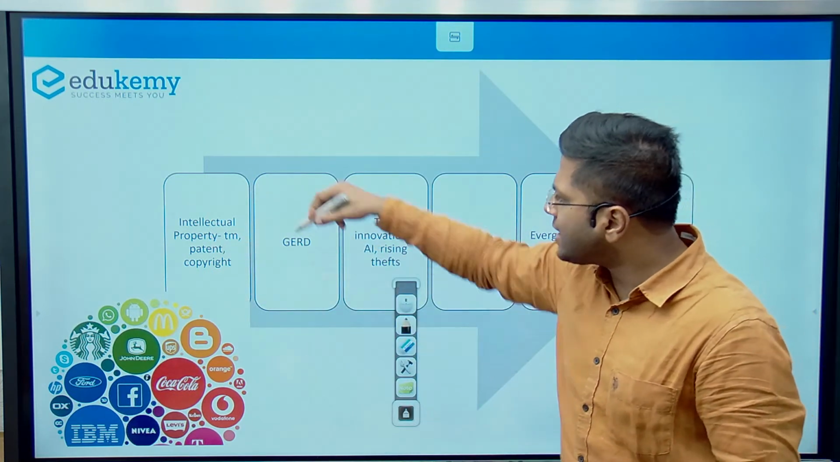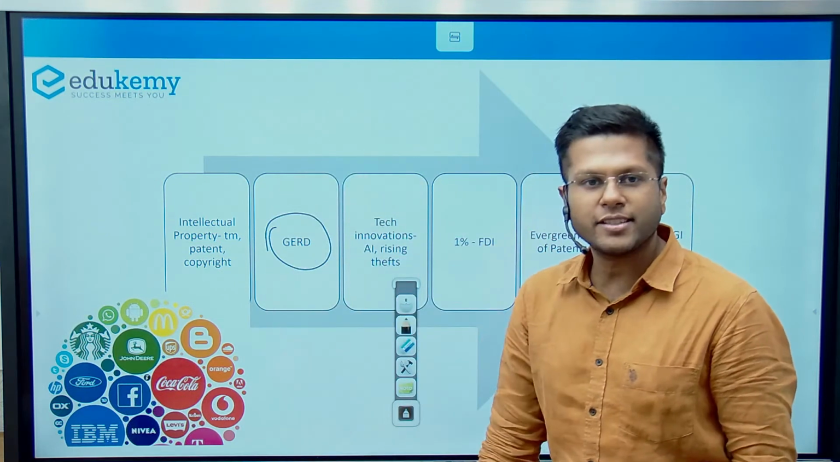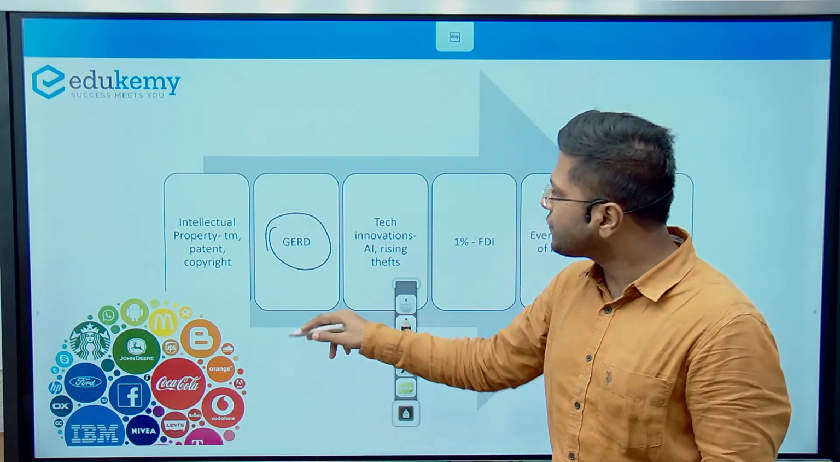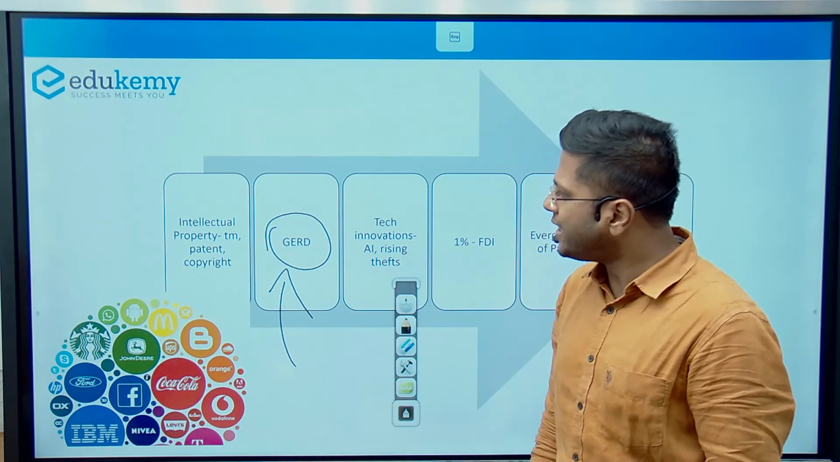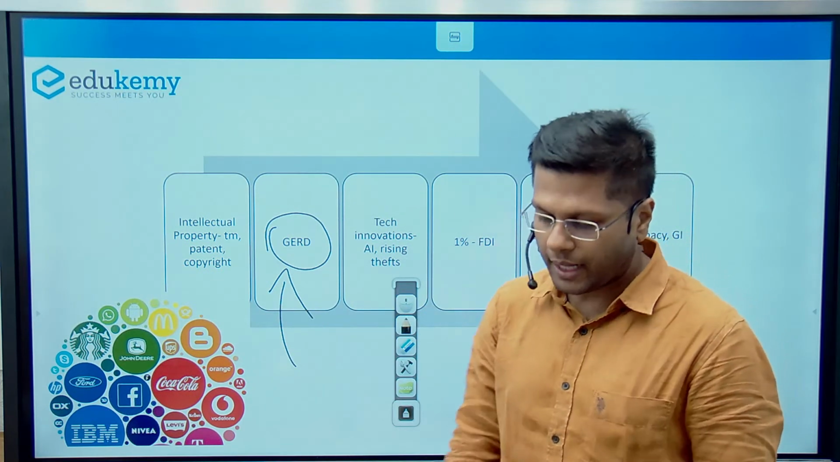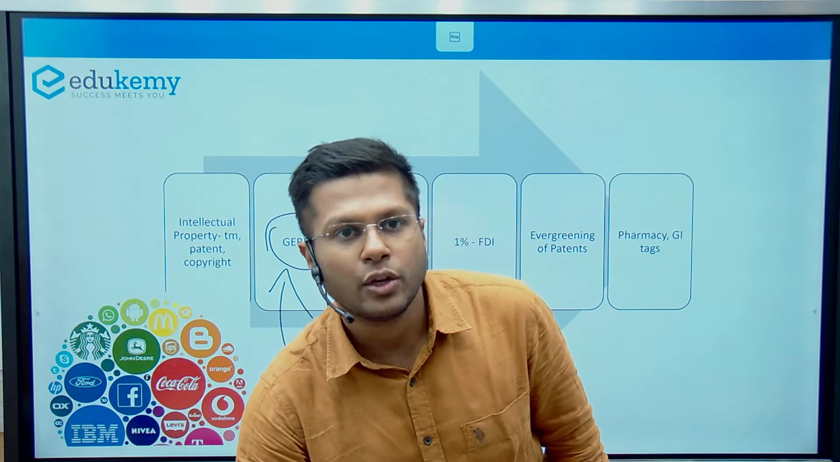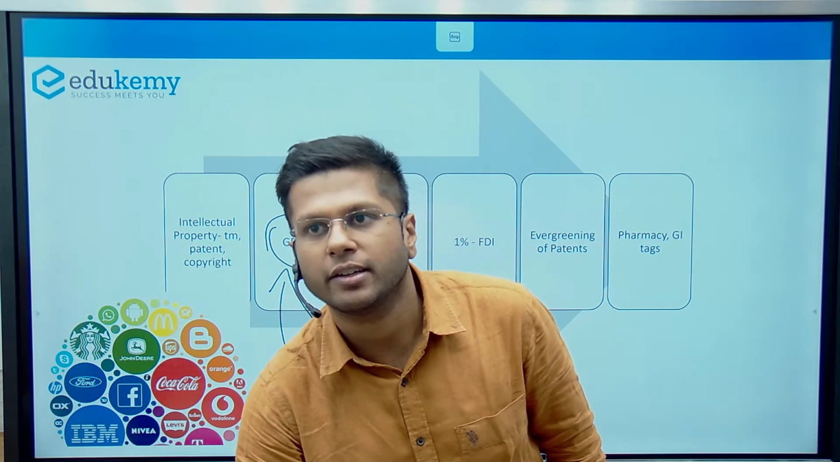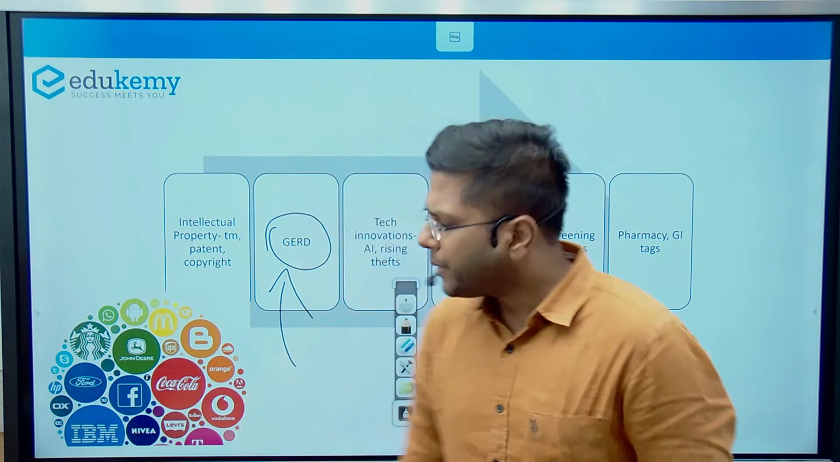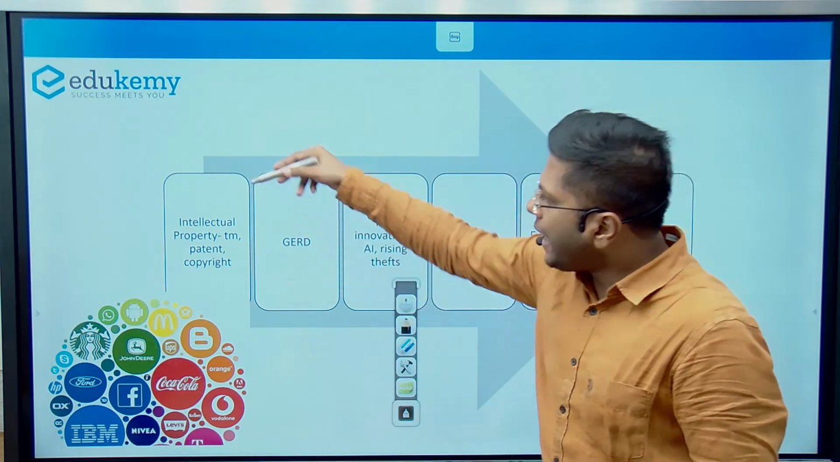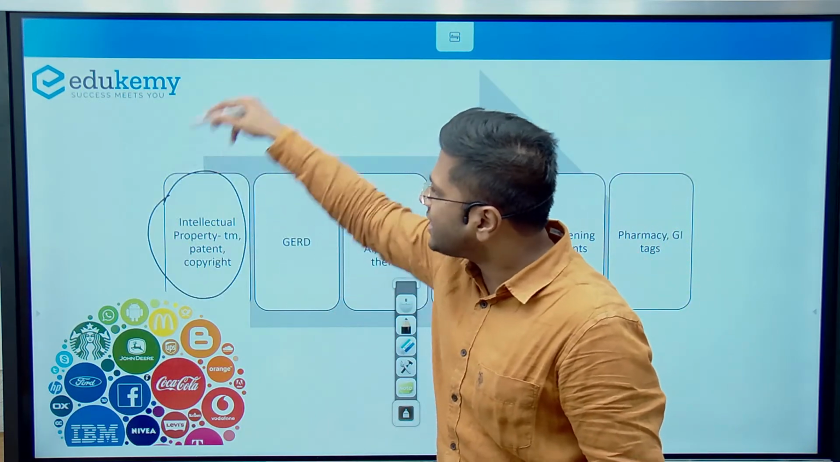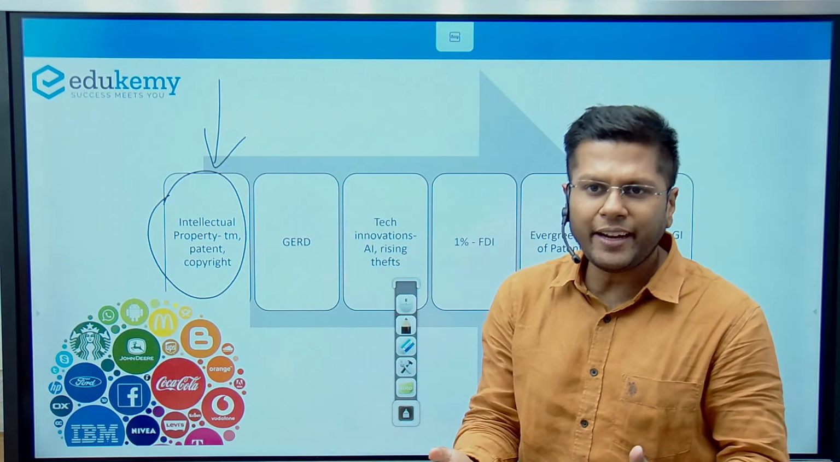There is something called GERD. Does anybody know what that is? GERD stands for gross expenditure on research and development. Now, this has a huge relation with the intellectual property of any particular country. You know why? Very simple. Because if we want to have intellectual development in a country, we need to provide investment in that field.